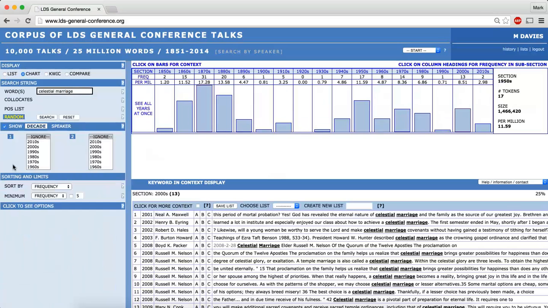So all of these are examples, just a handful of examples, showing how you can use the corpus to look at the frequency of a word or a phrase over time.